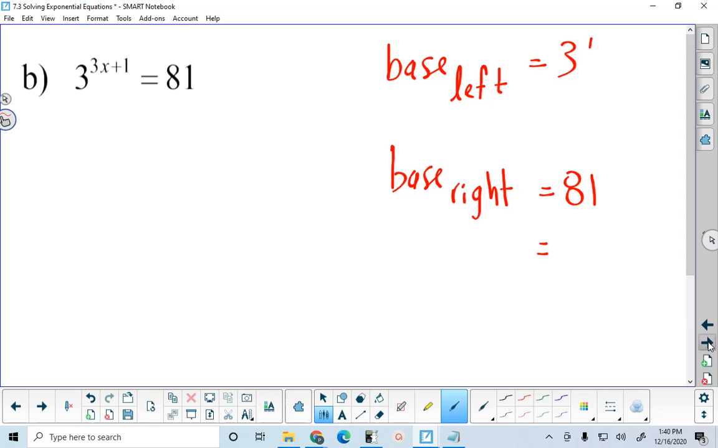So can we write 81 as a power of 3? In other words, use your calculator and see if you can find a number to which you would raise 3 to get 81. And I'm sure by now many of you have found it. Can you tell me what that number is? It's 4, right? 3 raised to the 4. So 81 is the same as 3 to the 4.